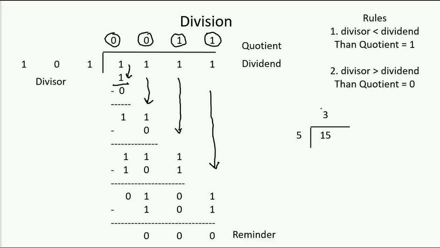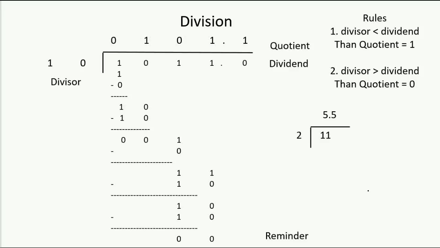We can cross verify with decimal. The first number, 1111, is 15, and the divisor 101 is 5, so our final answer should be 3. So over here 0011 is the number 3 in decimal.